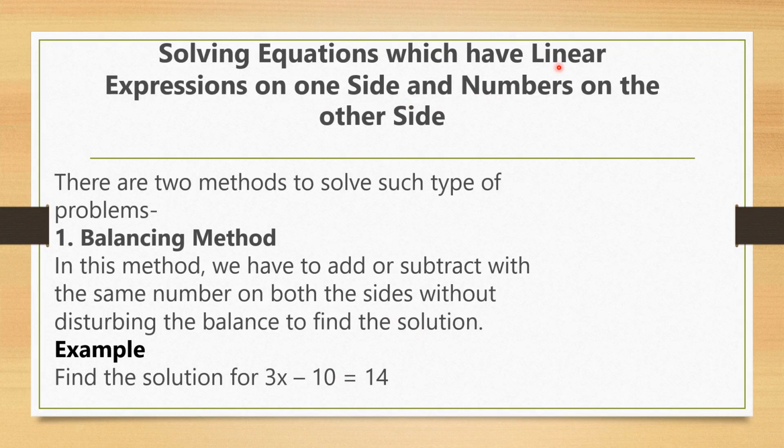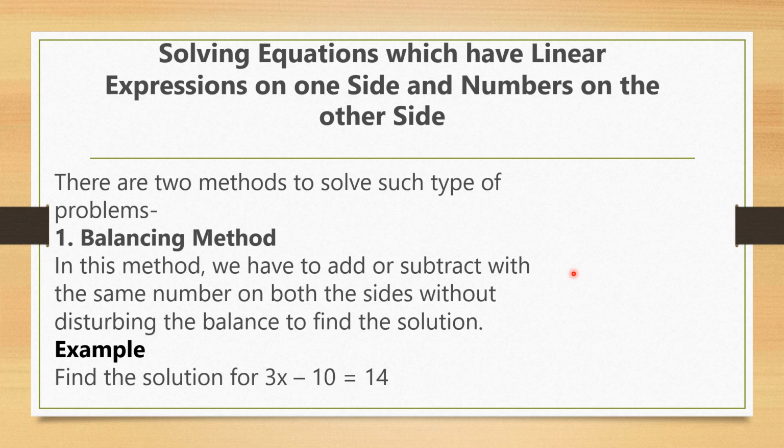Solving equations which have linear expressions on one side and numbers on the other side. There are two methods to solve such types of problems. First is the balancing method. In this method, we have to add or subtract the same number on both the sides without disturbing the balance to find the solution.